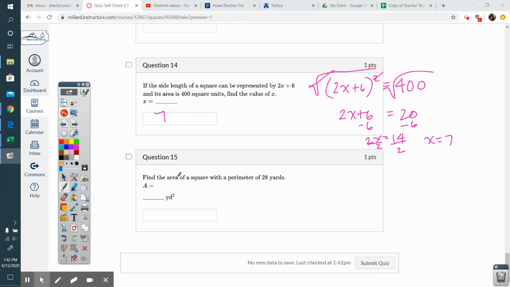Okay, and then the last one is find the area of a square with a perimeter of 28. So if the perimeter is 28 and we're trying to find the area, we need one side. So you divide it by 4 to get that one side, since all sides of a square are equal and there's 4 sides. 28 divided by 4 is equal to 7. So that's one of the lengths. And then the width, because it's a square, is the same. And again, it's yards, because it gave it right there. So 7 yards times 7 yards is 49 yards squared.